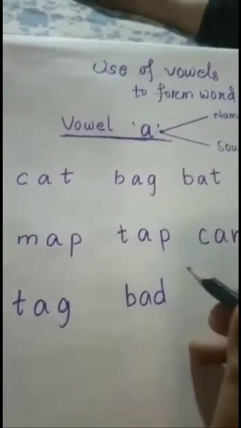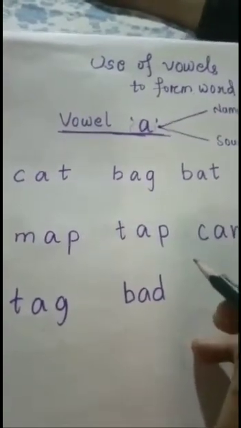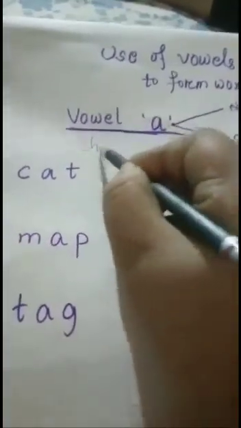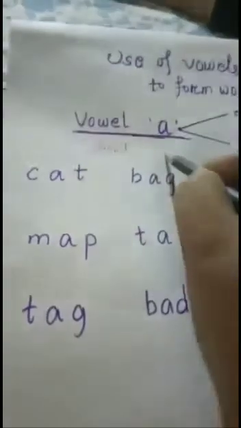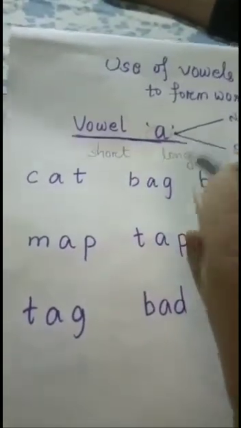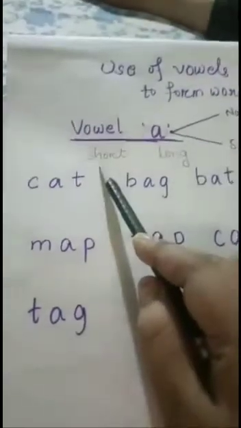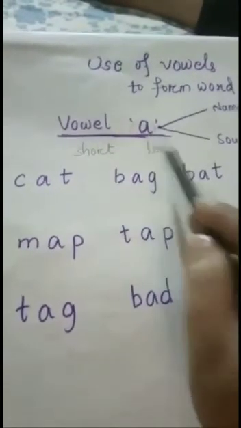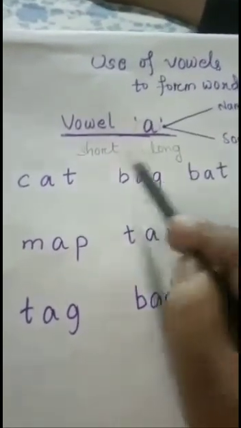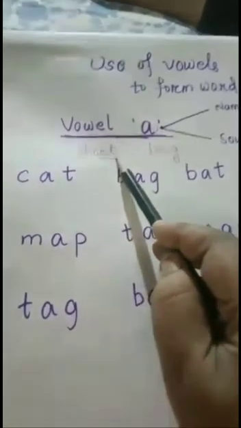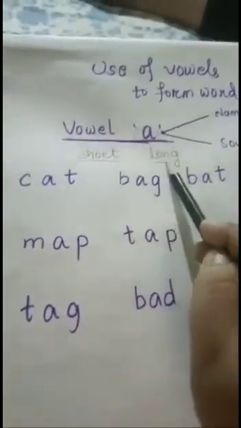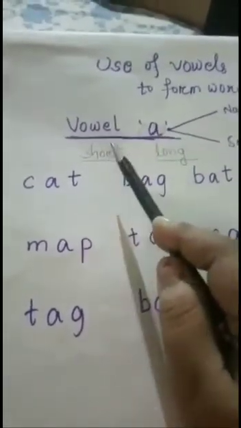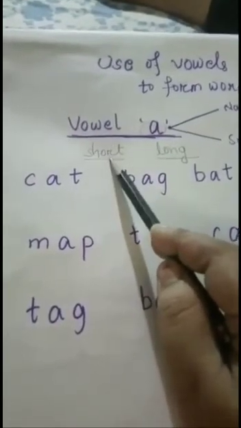Now, we can form different words, but before that, we have to know about the short sound and long sound. A is the short sound, and A is the long sound. Today we will learn about the short sound, and next week I will teach you about the long sound. So what is the short sound of A? A, as in and.